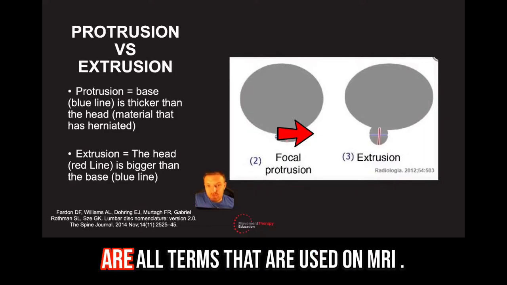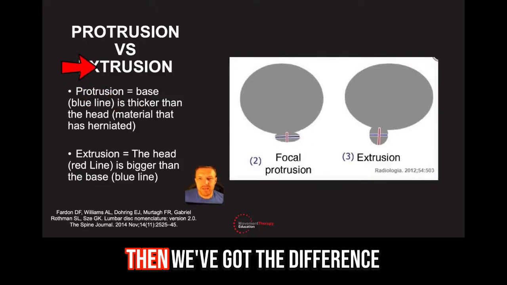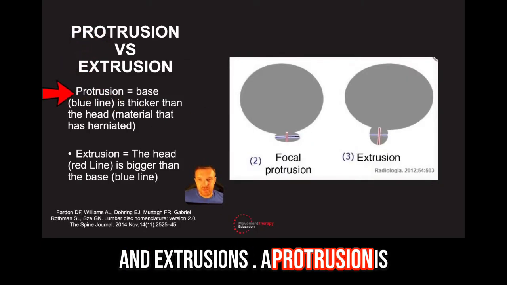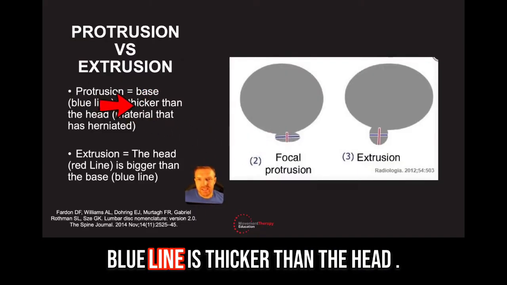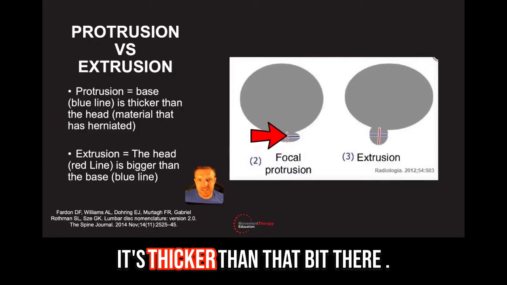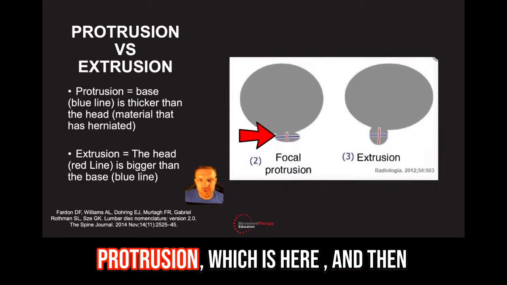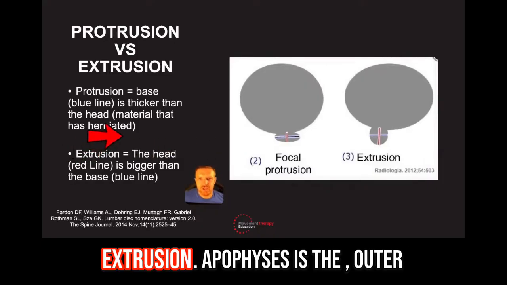Then we've got, and these are all terms that are used on MRI. If you get access to MRIs, then you'll see these. Then we've got the difference between protrusions and extrusions. A protrusion is where the base, in this case the blue line, is thicker than the head. It's thicker than that bit there. That's the material that is herniated. We've got a focal protrusion, which is here, and then an extrusion.